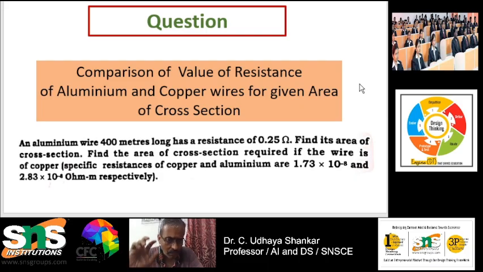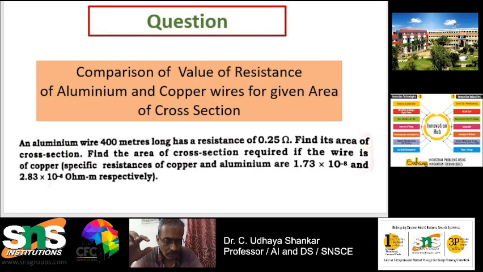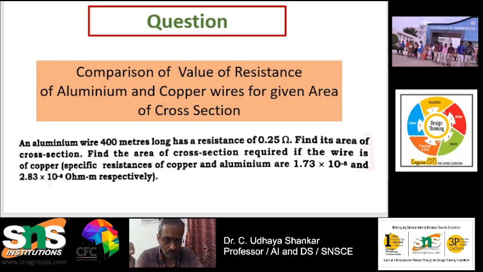An aluminum wire 400 meters long has a resistance of 0.25 ohms, and we want to find its area of cross section. As well, we want to find the area of cross section of the copper wire. The specific resistance of copper is given as 1.73 into 10 power minus 8, and for aluminum it is 2.83 into 10 power minus 8. So two specific resistances have been mentioned, and two materials have been taken.